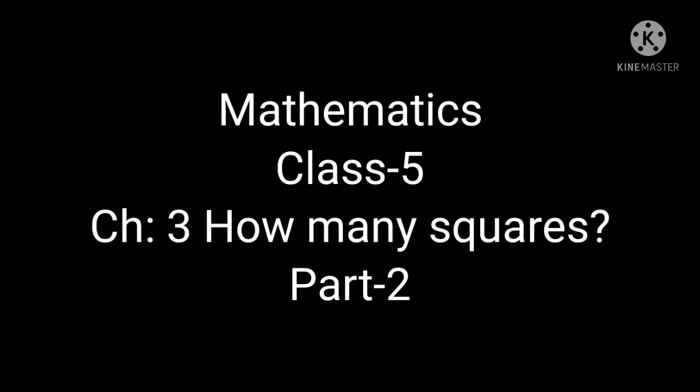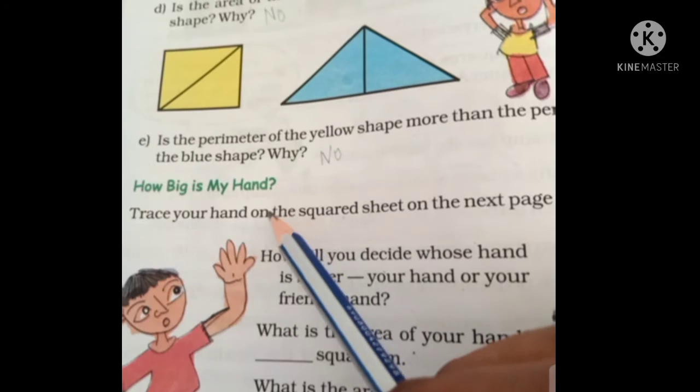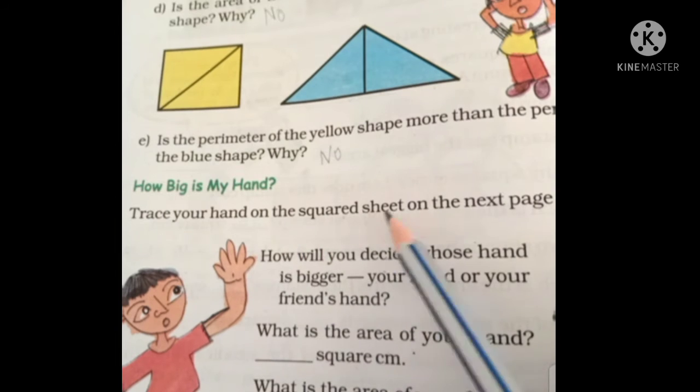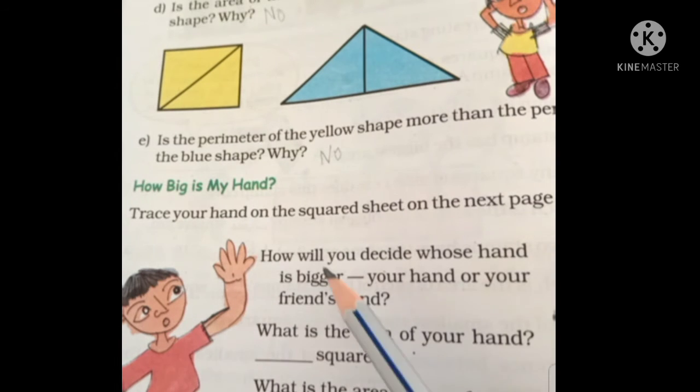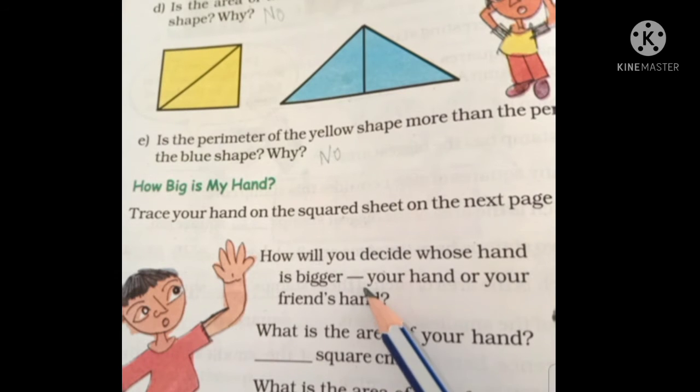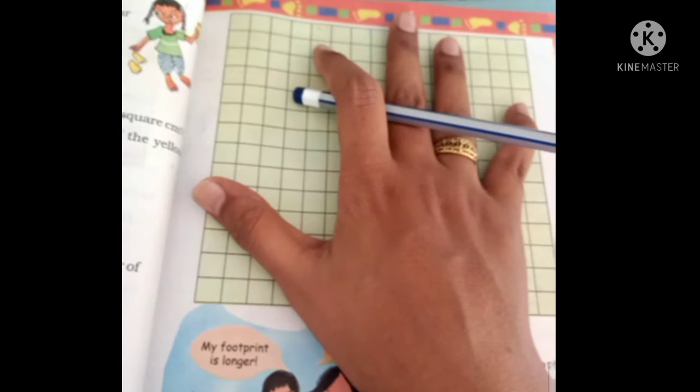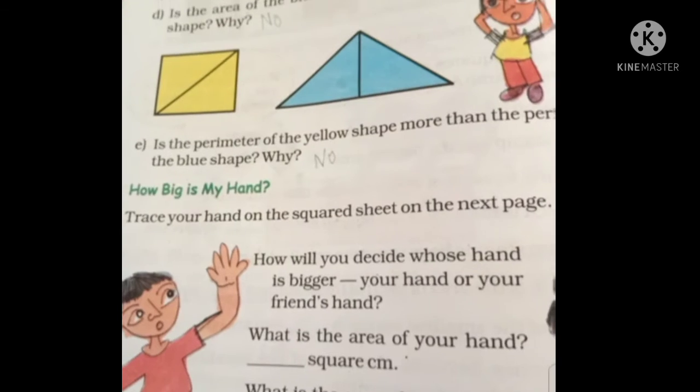Let's continue our exercise. Put your hand on the square sheet on the next page. See, the next page has the square sheet, so you have to put your hand and trace it. Okay, this is just an activity, you understand and do it. How will you decide whose hand is bigger, your hand or your friend's hand? Put your hands on your square sheet like this. Here I will put my hand the same way. Your friend will also put his or her hand and trace it. Okay, and then measure it.